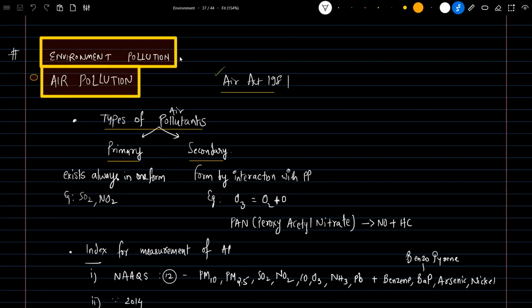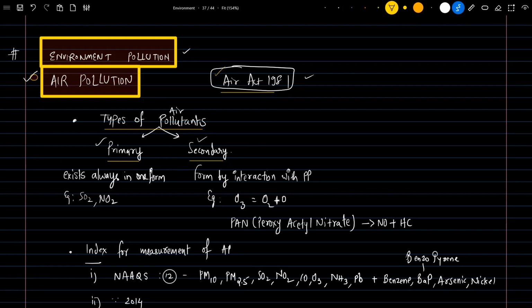So now coming to environmental pollution, there are different types of pollution. First, let's talk about air pollution. India has formulated an act related to air pollution called the Air Act 1981. There are basically two types of air pollutants: one is primary air pollutants and the other is secondary pollutants.